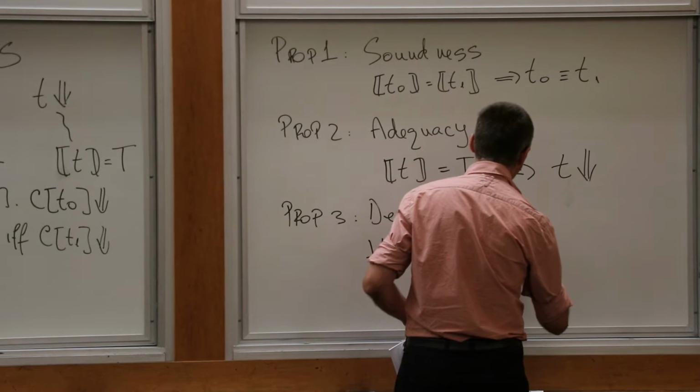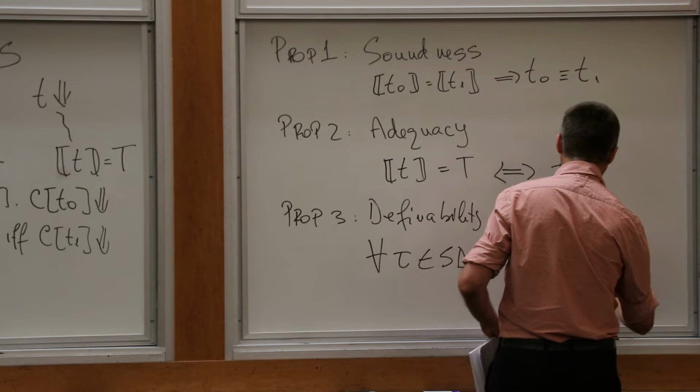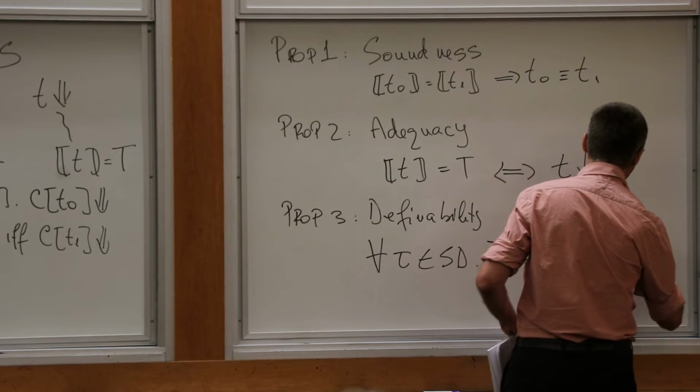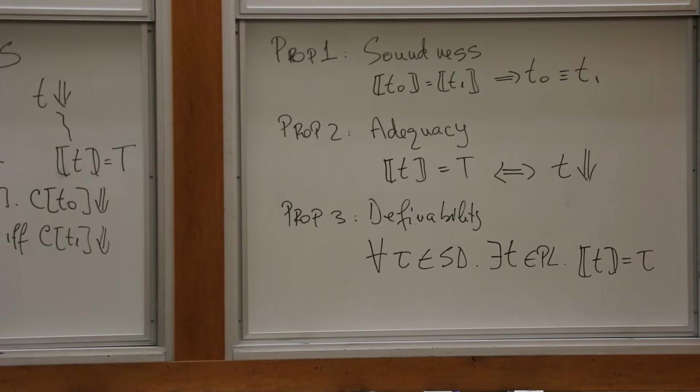There has to be a term in the programming language such that the meaning of the term is tau. Okay, so whatever, yeah. I'm actually kind of confused. Shouldn't soundness mean that if two things are equal in the operational sense, then when you translate them, they're equal? No, let me just talk about this next now.